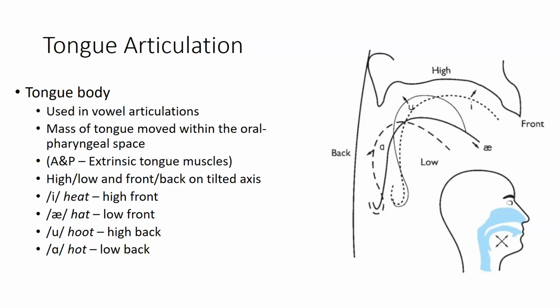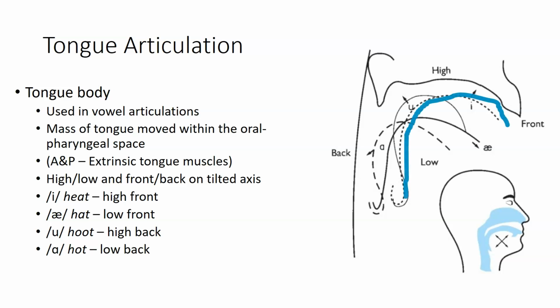The different possible movements give us high versus low and front versus back vowels, where there's kind of an angled or a tilted axis that defines what's high versus low and front versus back. It's not just completely up, down, and left, right.